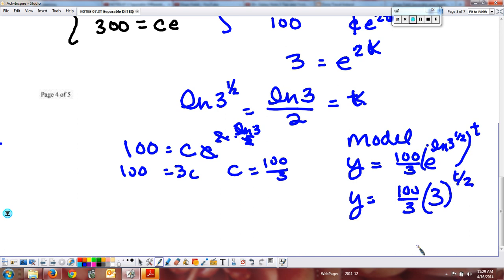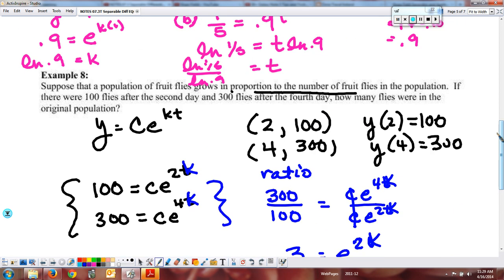All right? And so you can then use that model to answer the next question, how many flies were in the original population? We've got that. And make sure you write the sentence. So that's pretty straightforward.